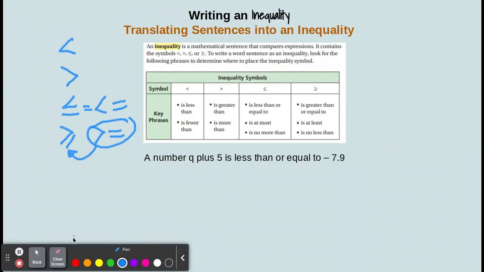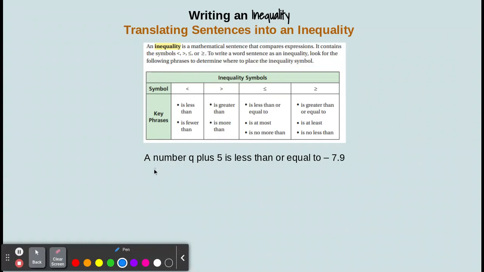Okay, so up here I have a table, and in the table there are common expressions that can be translated to the different inequality symbols. So is less than, is fewer than, that's this sign here. Is greater than, is more than, is that sign there. Is less than or equal to, is at most, is no more than, that would be the symbol here. And then is greater than or equal to, is at least, is no less than, and that's this symbol here. I left this up here so that when you translate your sentences, you can look for these key words and then you'll know which symbol to use.